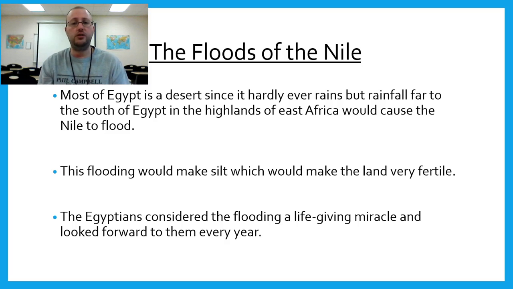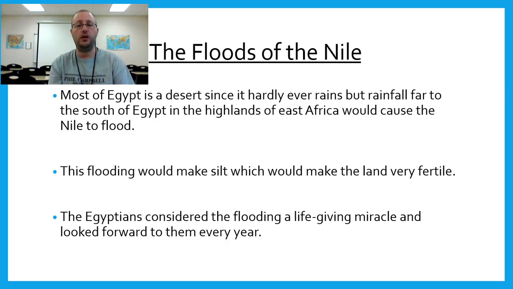Most of Egypt is a desert since it hardly ever rains, but rainfall far to the south of Egypt in the highlands of East Africa caused the Nile to flood. It would back the water up because of the large amounts of rainfall there. This would form silt, making the land very fertile, as I just mentioned.